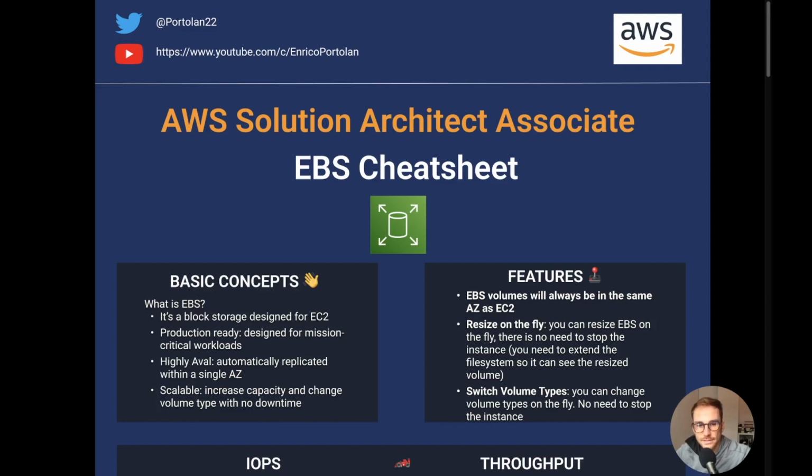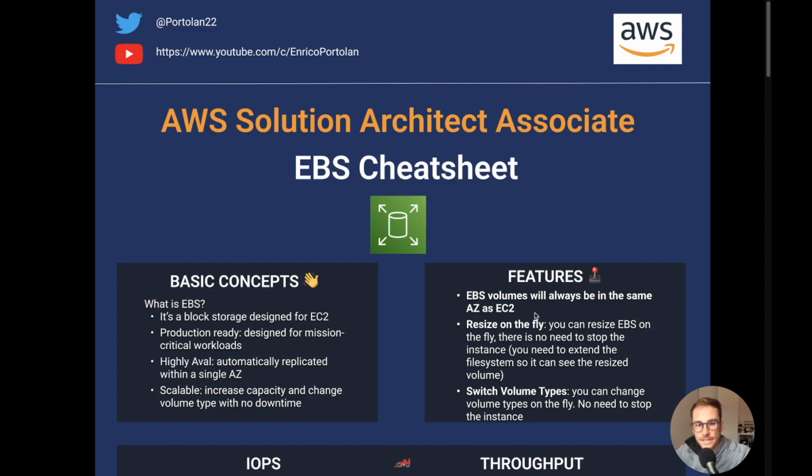So let's get started. First of all, what is EBS, which stands for Elastic Block Store? EBS is a block storage designed for EC2 instances. You can say it's production ready, meaning that it's designed for mission critical workloads. It's highly available. It's automatically replicated within a single availability zone. So remember this: automatically replicated within a single availability zone, and it's scalable. You can increase capacity and change volume type with no downtime. You can do that directly from the console or from infrastructure as code systems.